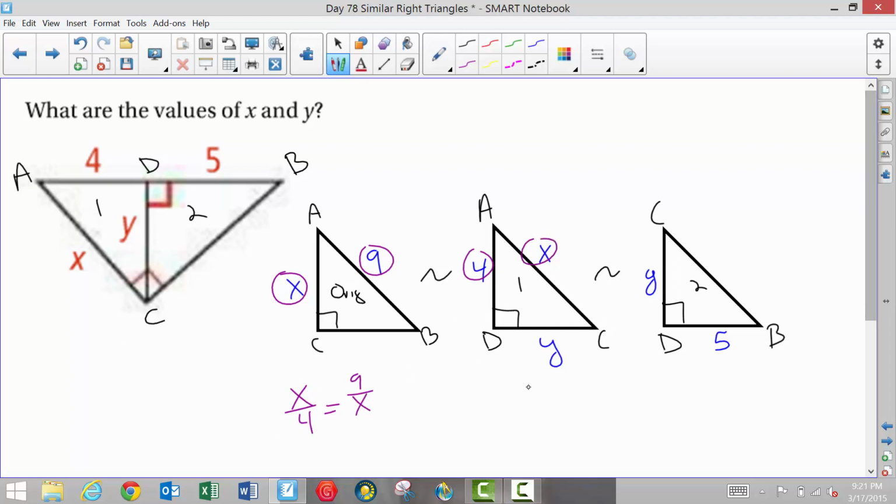So when I cross multiply and solve, I have x squared equals 36. x equals the square root of 36. So x is equal to 6.